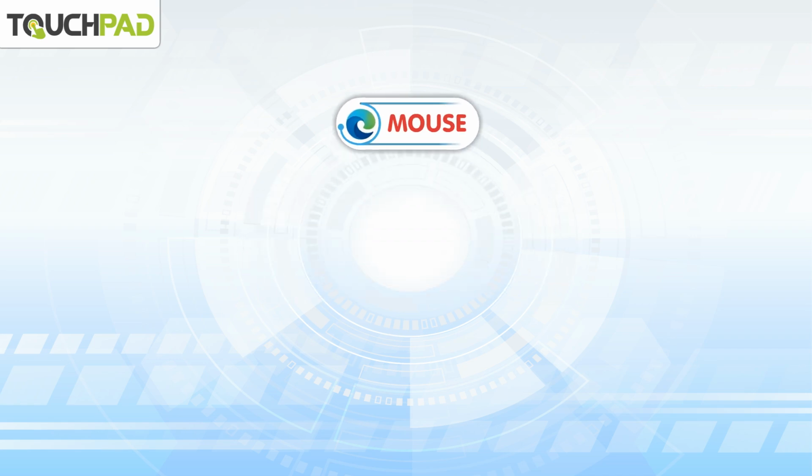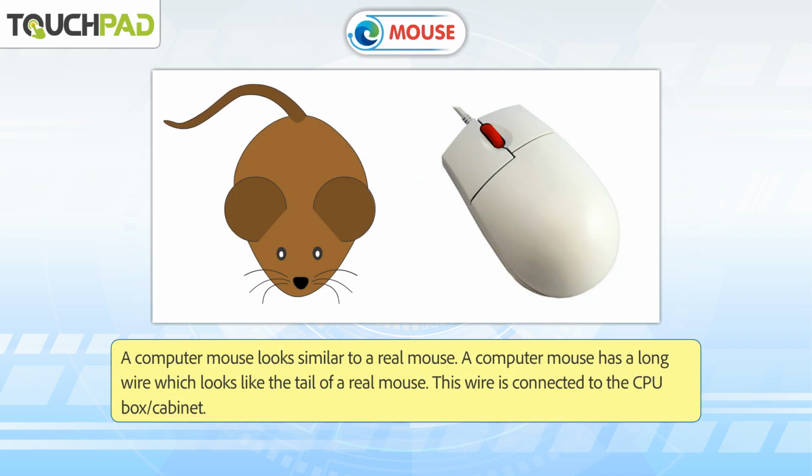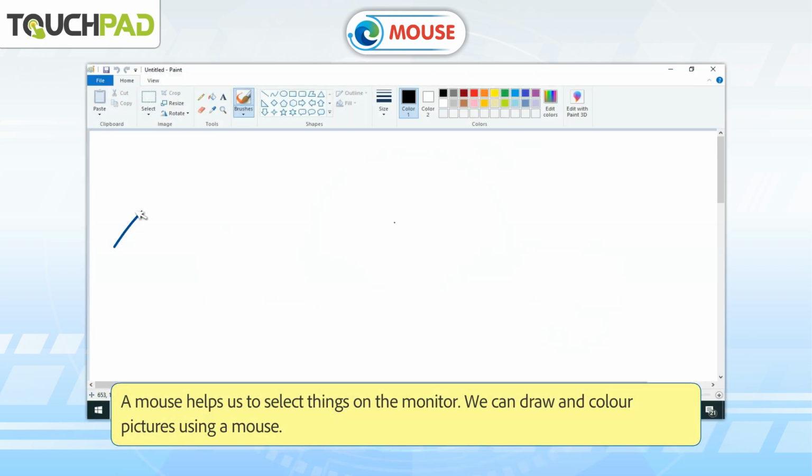Mouse. A computer mouse looks similar to a real mouse. A computer mouse has a long wire which looks like the tail of a real mouse. This wire is connected to the CPU box and cabinet. A mouse helps us to select things on the monitor.